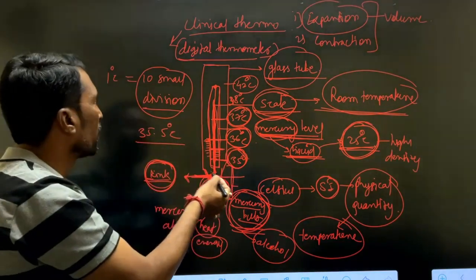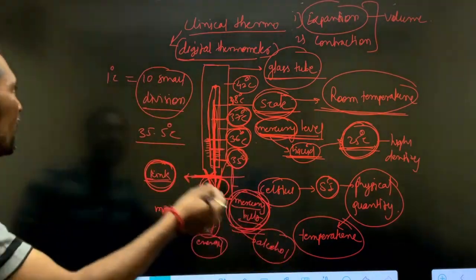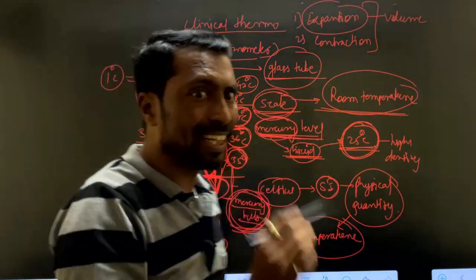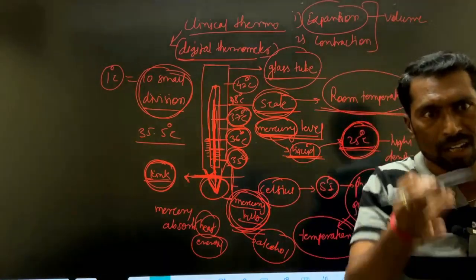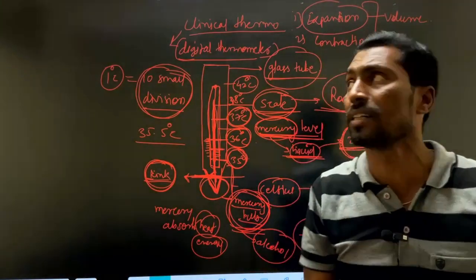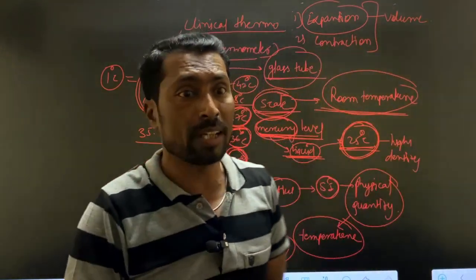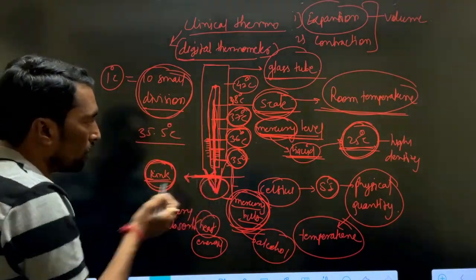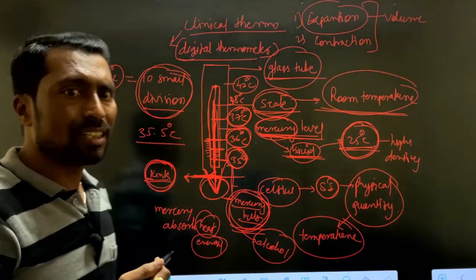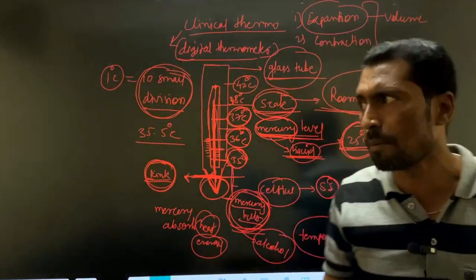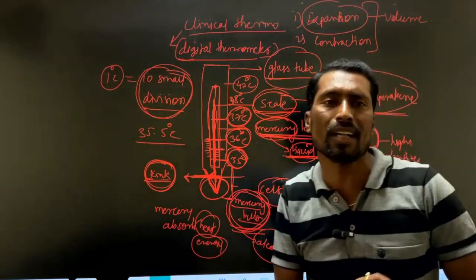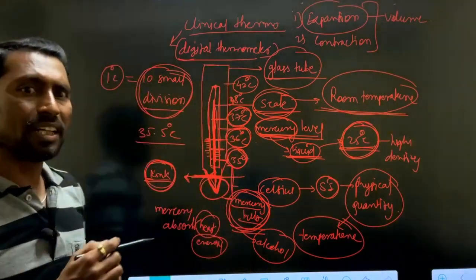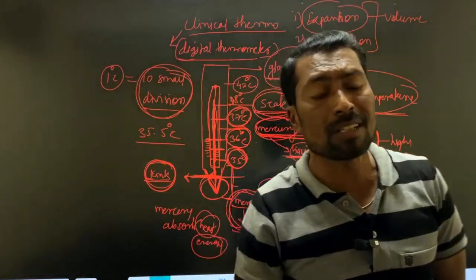If it falls in between, you have to understand and memorize that 1 degree Celsius consists of 10 small divisions. In a clinical thermometer, if the temperature is 1 degree, it consists of 10 small divisions. How many divisions? 10 small divisions. From that we get the readings in between the 2 degrees Celsius. If readings come in between 2 degrees, we have to analyze it like this. How many are there? 10 small divisions.